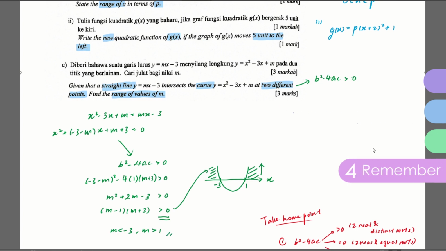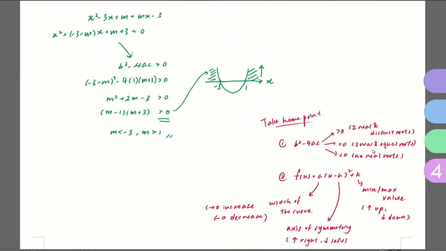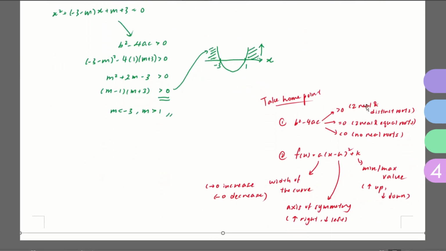So the take-home point for this video is, when we see two different roots or two distinct roots, we need to make sure that b squared minus 4ac is more than 0. If there are two equal roots, we need to make sure it's equal to 0, and no real roots, we need to make sure it's less than 0.